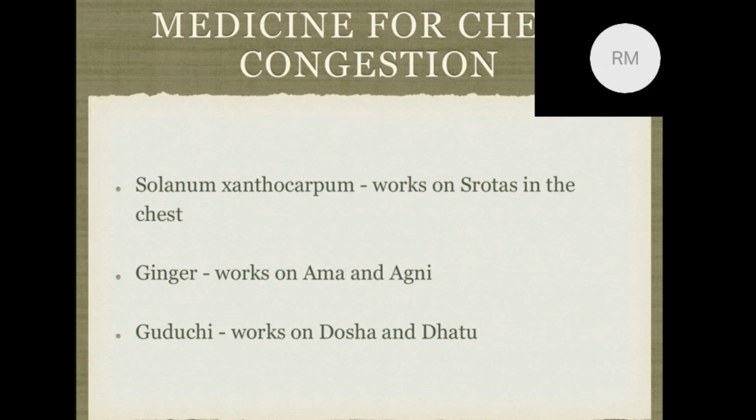So one of the herbs works on the srotas, ginger works on ama and agni, and guduchi or Tinospora cordifolia works on the dosha and the dhatu, the tissues. In this way, this formulation actually becomes balanced.